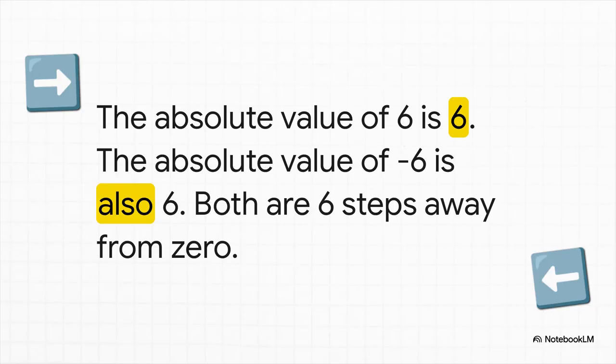Just picture a number line in your head. You're standing at 0, okay? How many steps does it take to get to the number 6? Easy, 6 steps. Now, what if you go the other way, to -6? It's still 6 steps, right? The direction you walk in doesn't change how far you walked. And that's the key. That's why the absolute value of both 6 and -6 is just 6.